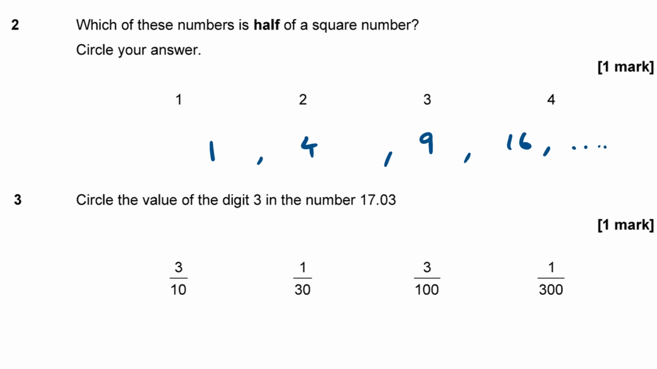Now, if we divide each one of those by 2, half of 1 is a half, or 0.5. Half of 4 is 2. Half of 9 is 4.5, and half of 16 is 8. So, which one of the numbers in the list is half of a square number? It's going to have to be that one there, isn't it? The 2.